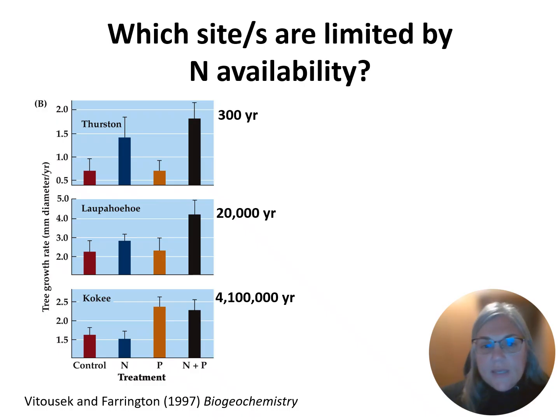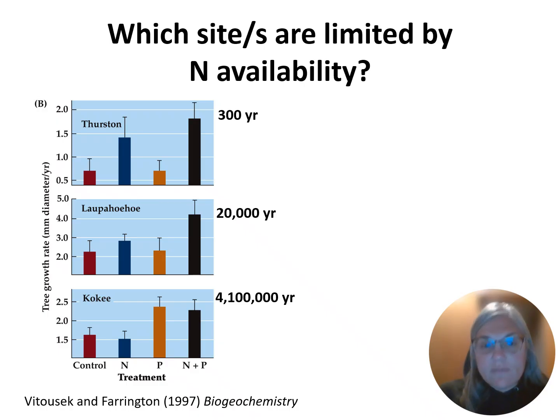So based on this data, this suggests that the youngest site is nitrogen limited, or plant growth is limited by nitrogen at the youngest site, but not at the oldest site. And you might be asking, well, what about the nitrogen plus phosphorus? When we see a difference when we add one element alone and no difference with the other element, it is most likely that the nitrogen phosphorus combination is driven by the element that was limiting.